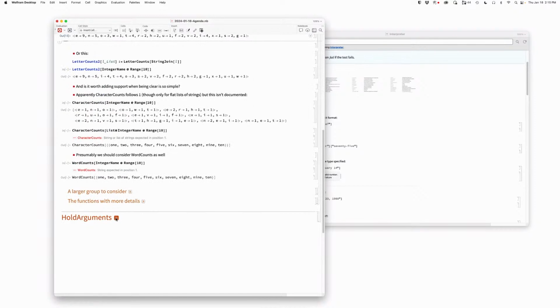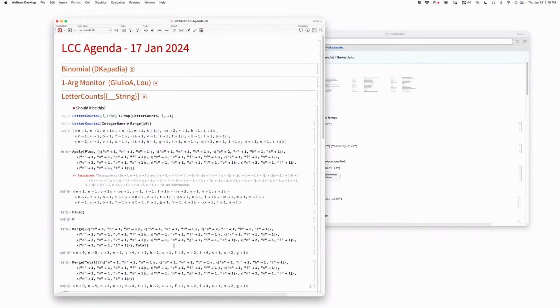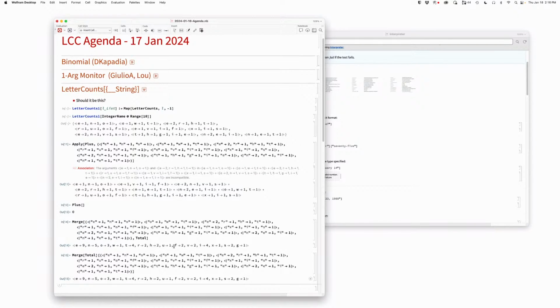All right, I'm going to suggest we postpone this naming discussion to a future time, because it won't be brief. Well, let's just see if it's okay. Did you want letter counts of a list of strings to give a list of associations? Did we actually answer that? I think that would be desirable. Is that consistent? Is that what character counts currently does?